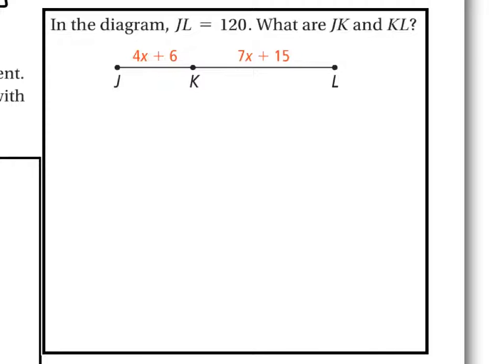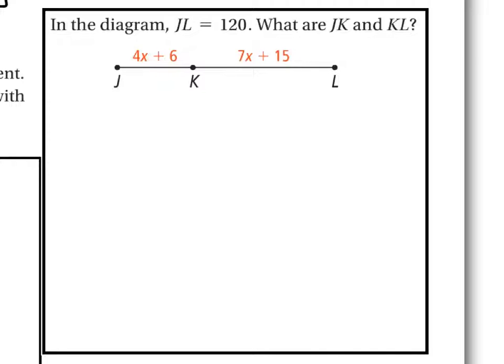Okay, the expression for JK, yep. And so we know that JK equals 4x plus 6. They tell us that. What else do they tell us? KL equals 7x plus 15. Okay, so we have to look at the diagram to get extra information.